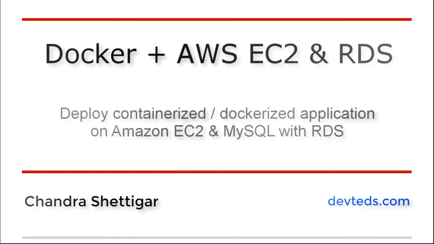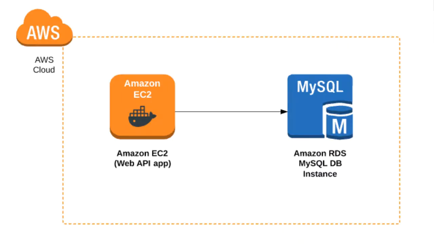In this episode, we'll step through the deployment of a containerized or Dockerized application on AWS using EC2 and RDS. There are a few different ways one can do this, but we are going to try out one of the easiest approaches, which works well for small-sized applications.